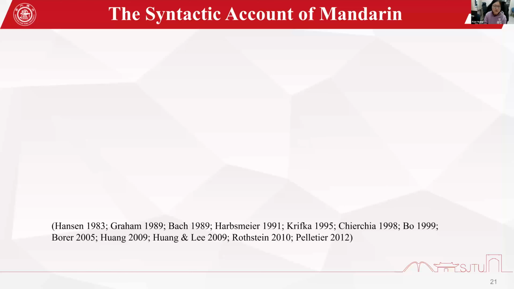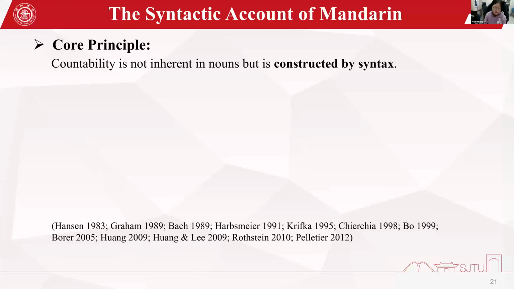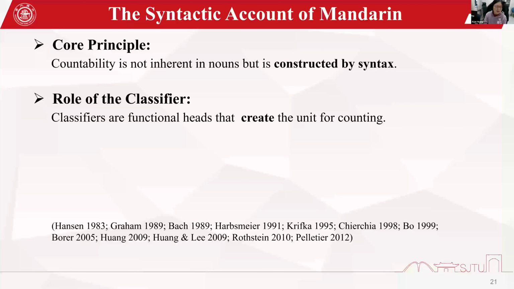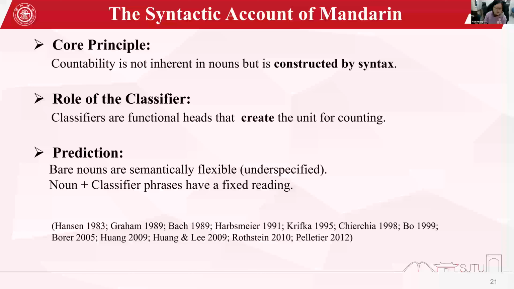Okay, so let's move on to the syntactic account of Mandarin, which is quite different. According to this syntactic account, countability is not inherent in nouns, but is constructed by syntax. It's a similar idea to what we just saw in the count-mass distinction in English. About the role of the classifier, the classifier is a functional head that creates the unit for counting. Remember, in the semantic account, they think the function of the classifier is to name the unit that is already in the lexicon. But for the syntactic account, the function of the classifier is quite different. They create the unit for counting. So this account would predict that bare nouns are semantically flexible because they are not lexically defined, they are underspecified.